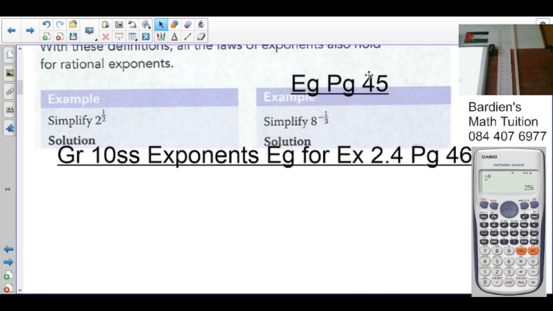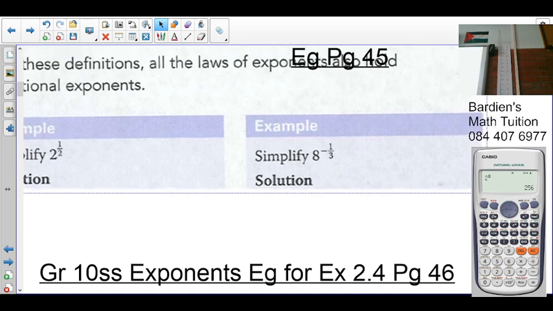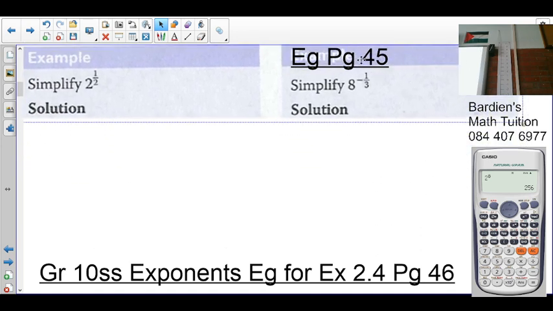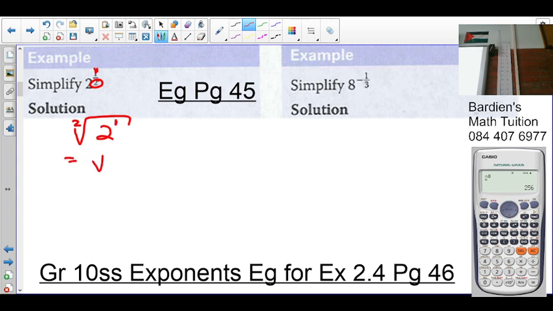So let's look at this question here. We've got 2 to the exponent a half. This can be written as what, in radical form? It can be written as the square root of 2. Remember, that is always the root, and this exponent remains there. So in simpler form, it can just be written as the square root of 2.